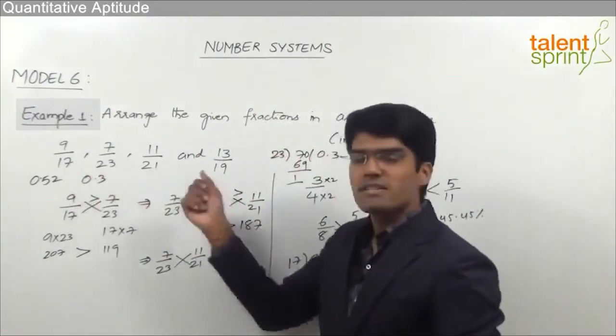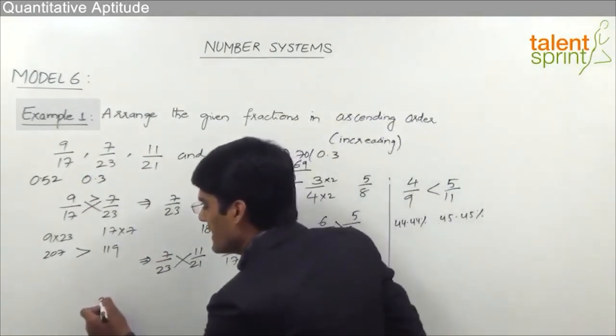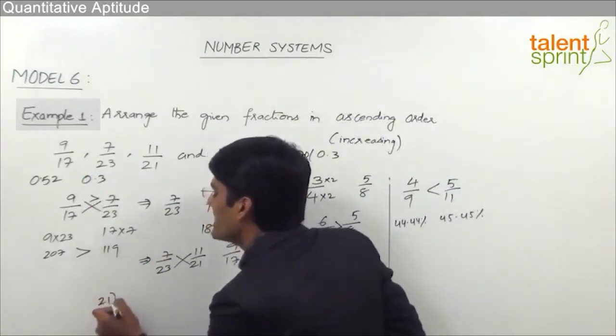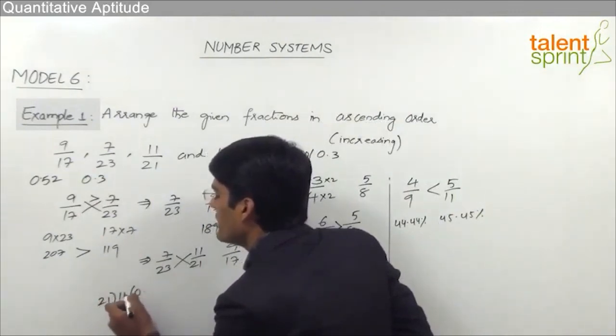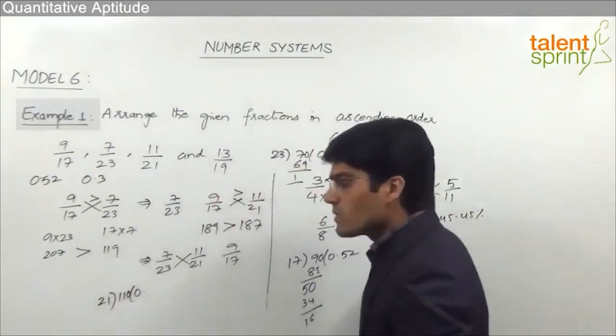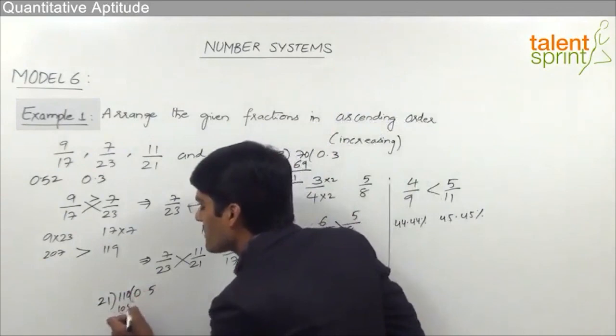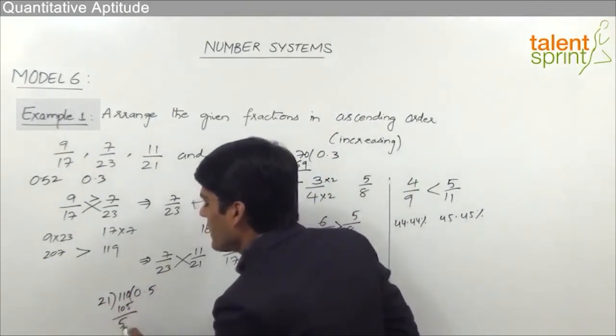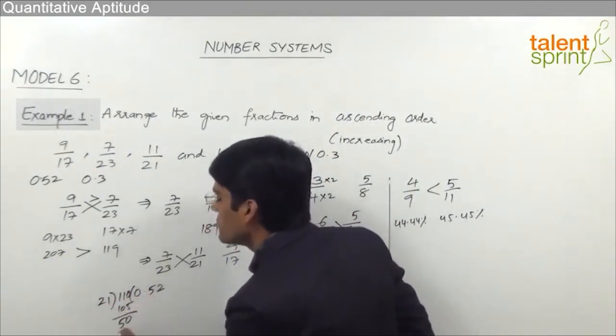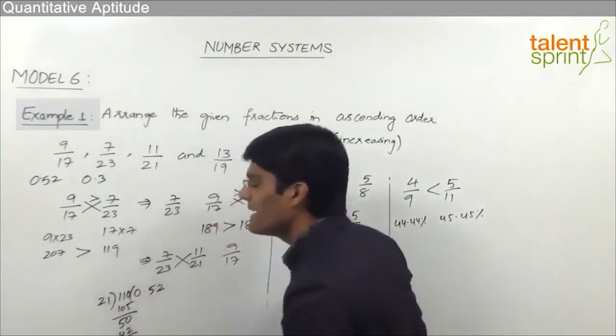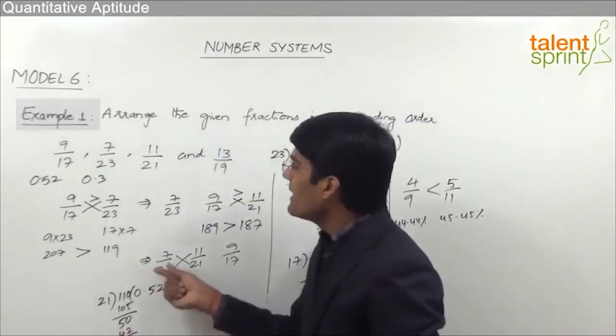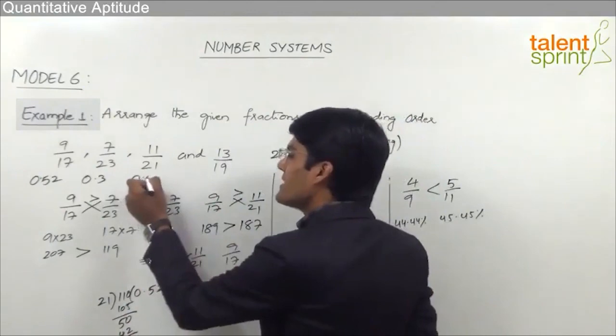Similarly, let us find out what is the value of 11 by 21. So 21 when divides 11, we can take 0 point here and this becomes 110. So 21 into 5 is 105 and the remainder is 5. Again 0 can be taken here. 21 into 2 is 42. Remainder is 8. Now approximately 11 by 21 can be taken as 0.52.